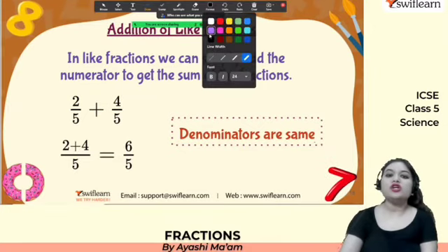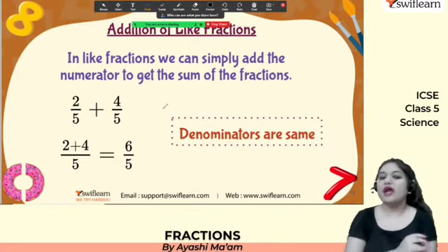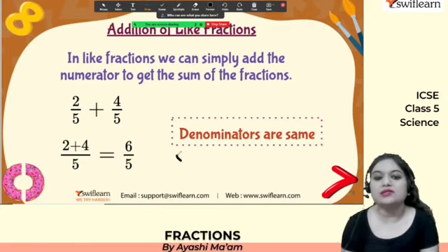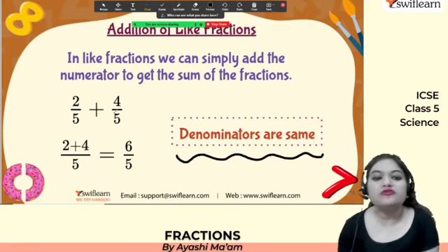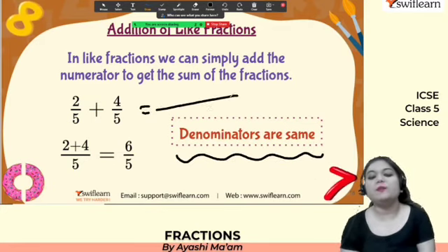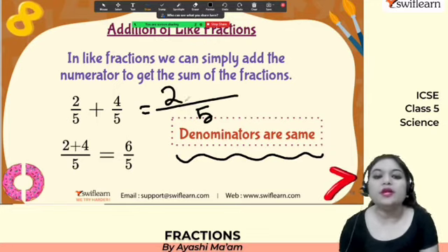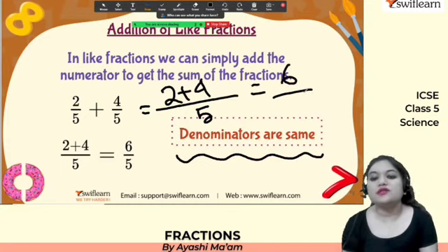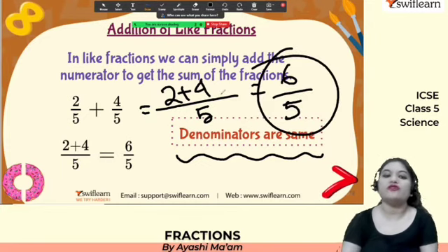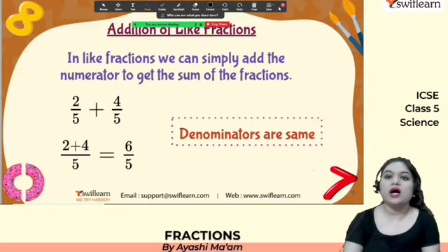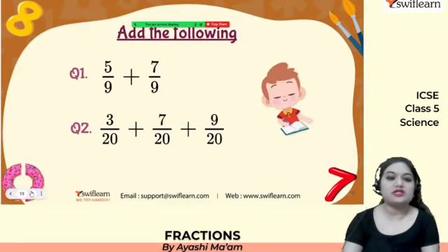Coming to addition of like fractions, addition of like fractions is very, very easy, because the denominators are the same. So we have 2 by 5 plus 4 by 5. Simply take the denominator as 5 because it is a common denominator, and simply do 2 plus 4. 2 plus 4 is 6, so 6 by 5, and here you have your answer. So addition of like fractions is very, very easy.